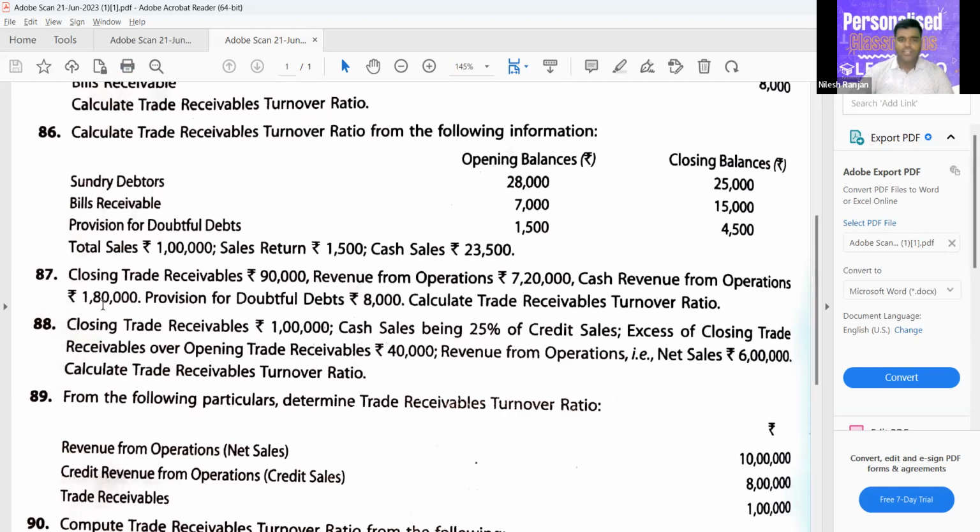In question number 88, you can see net sales is given as 6 lakh. And it is given that cash sales are 25% of credit sales. Can you calculate credit sale?